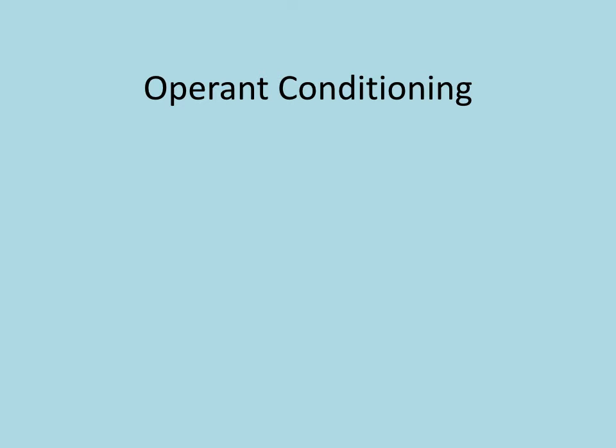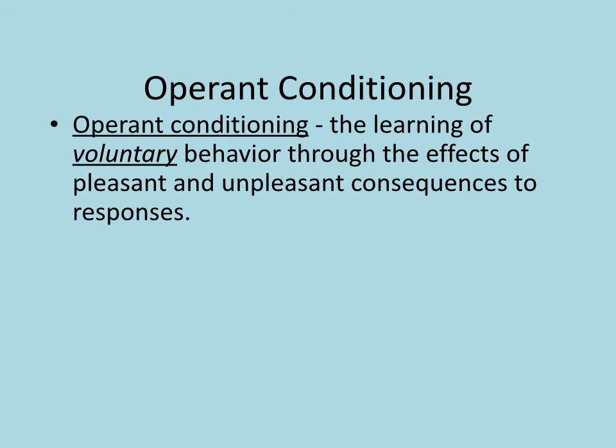However, operant conditioning and classical conditioning are two separate things. So let's figure out what operant conditioning is about. Operant conditioning is the learning of a voluntary behavior. Remember, classical conditioning is elicited. It's done without thinking. This is done by choice, through the effects of a pleasant or unpleasant consequence, which means we're choosing to do something because we want the reward or we're avoiding something else.